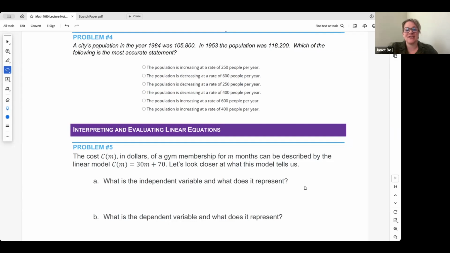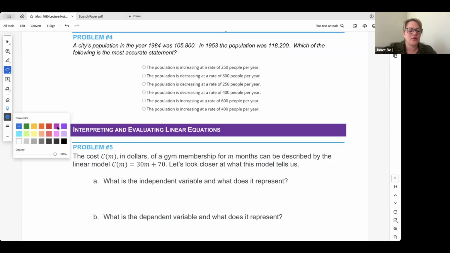A city's population in the year 1984 was 105,800. In 1953, the population was 118,200. Which of the following is the most accurate statement?